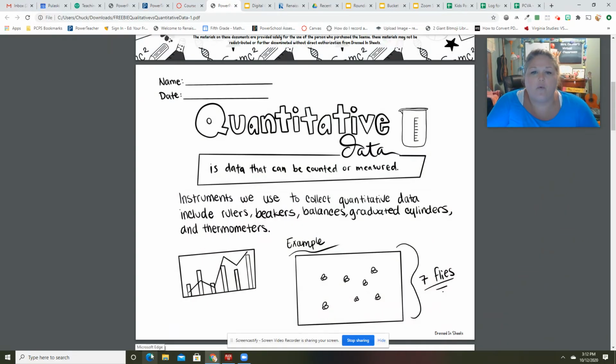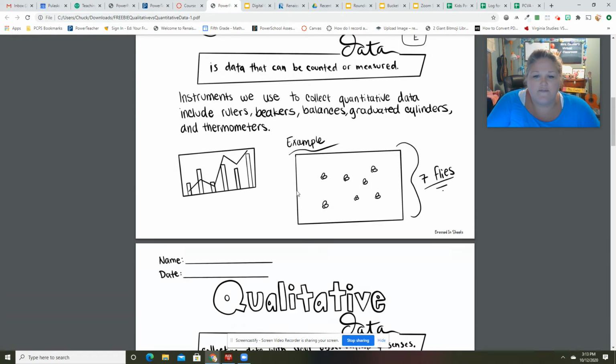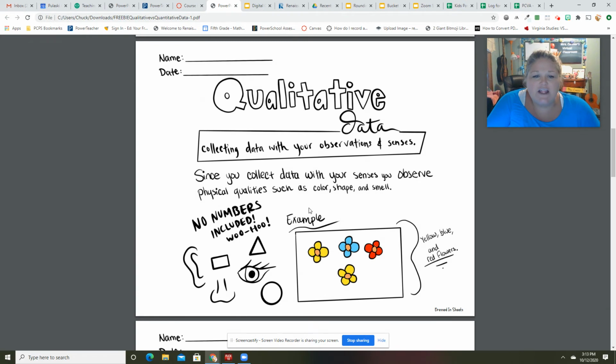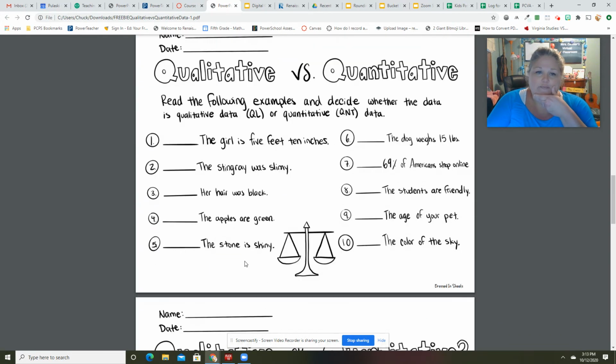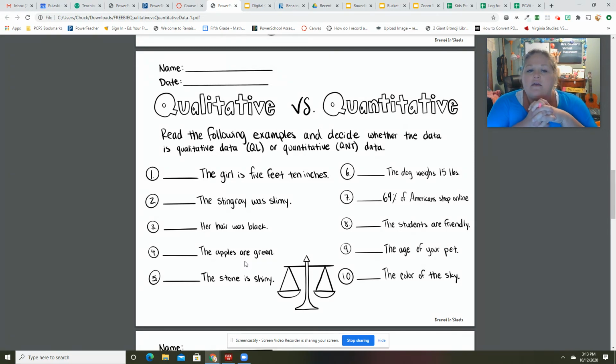All right, let's look at this right here. Okay, so quantitative data. This is data that can be counted or measured. Okay, quantitative. So there are 7 flies there. Qualitative is collecting data with observations and senses. Okay, there are yellow flowers, blue and red. You're using all of your senses. Okay, so I wanted to look at these. Number 1, we're going to read the following examples and decide whether the data is qualitative or quantitative.